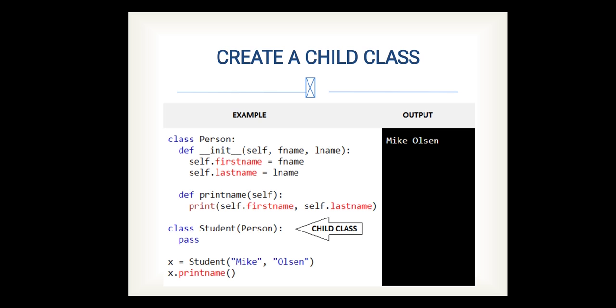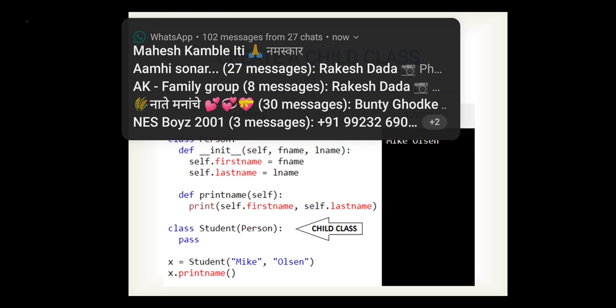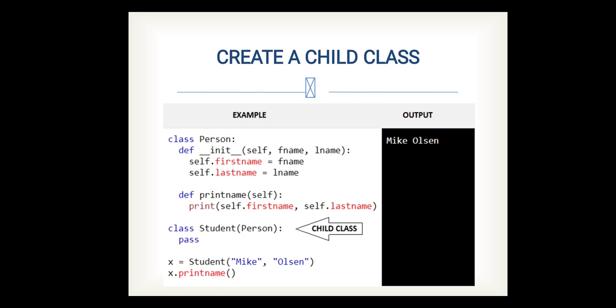When I call a method using the object of the child class, that is x.printname, it is directly going to call the printname method of the parent class, and it is going to print the first name and last name, that is Mike and Olsen. So through the object of the child class you can access the methods of the parent class.